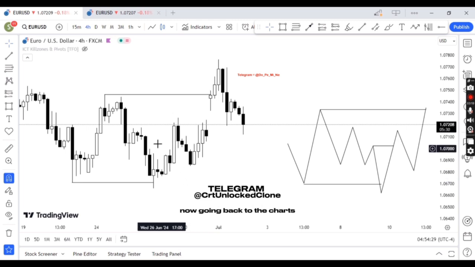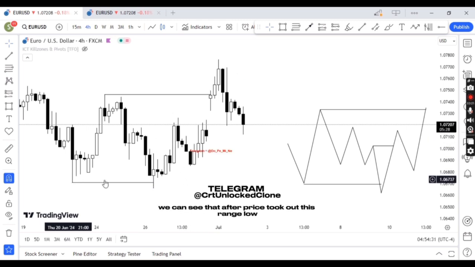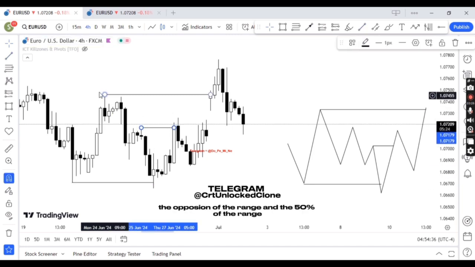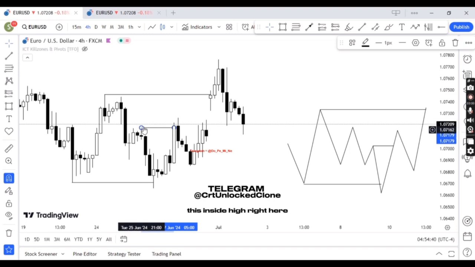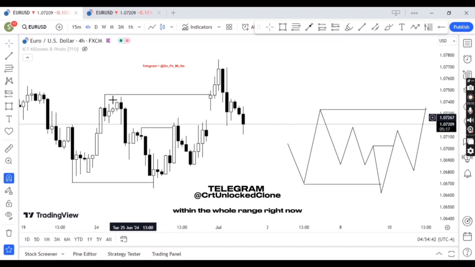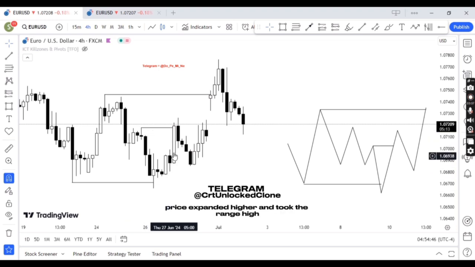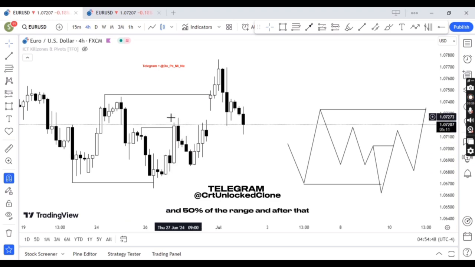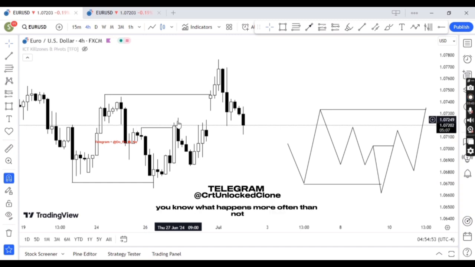Now going back to the charts, we can see that after price took out this range low, our drawn liquidity became what? It became the opposite end of the range and the 50% of the range, which is this inside high right here within the whole range, right? Now price expanded higher and took the range high and 50% of the range. And after that, you know what happens more often than not.